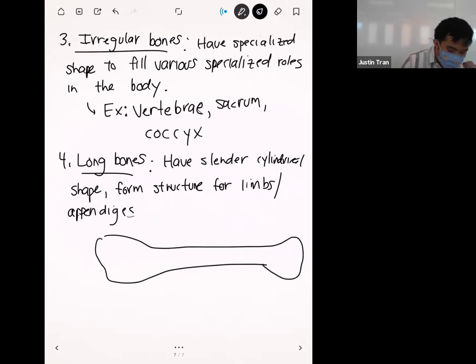And so this is an example of a long bone. This could be your femur. Femur is the biggest long bone in your body. But you also have your humerus in your arm. You have your radius and your ulna in your arm, and your tibia and your fibula are also examples of these long bones. Just like how each of your different limbs vary in size and shape, these long bones could also vary in size and shape as well.